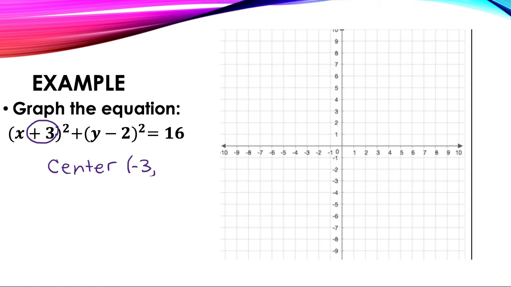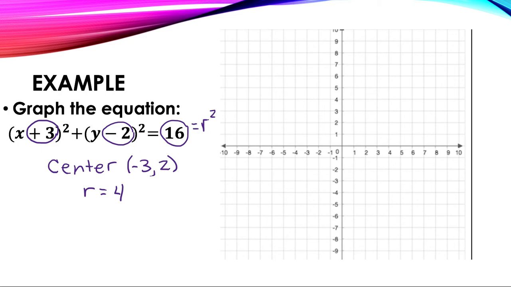And if I look at my y parenthesis, I have a -2, so my center value is going to be a +2. Remember that this 16 value is your radius squared. So you have to think, what was your radius so that when you squared it, you got 16. So we know that the radius would have to have equaled 4, so that when we squared it, we got 16.